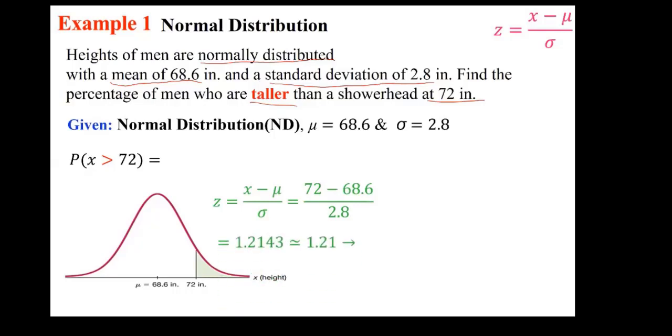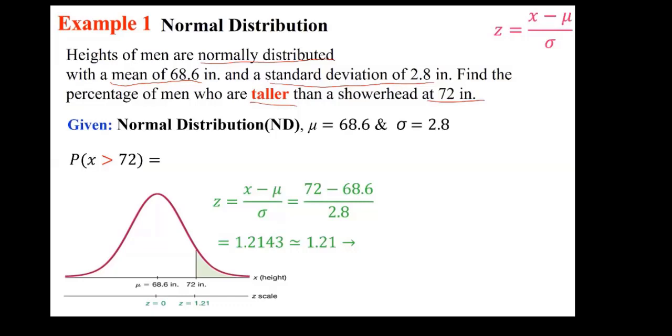1.2143. For the sake of table, you can stick with 2 decimals, or you can go in between, meaning between 1.21 and 1.22, okay, because it's almost in between. And that's actually a better idea. But in any event, now that you have the z-score, look at the bottom left. Mu of 68.6 inches corresponds to z-score of 0. And x of 72 inches corresponds to z of 1.21.